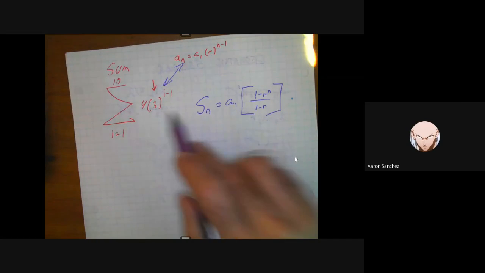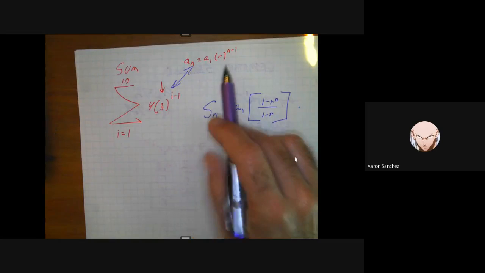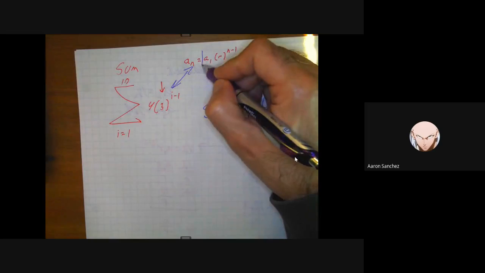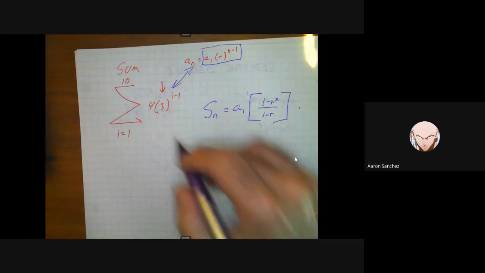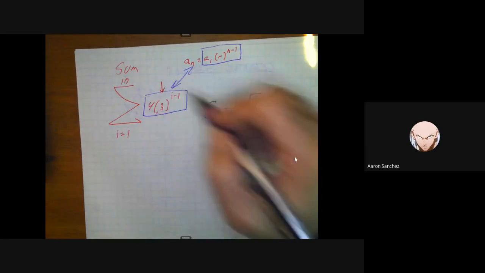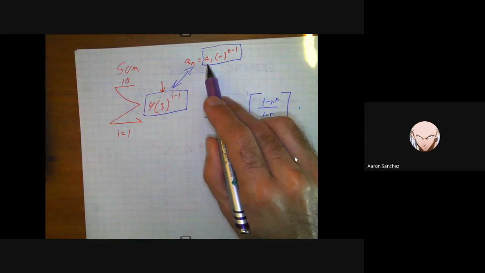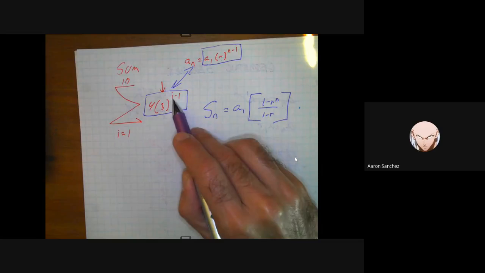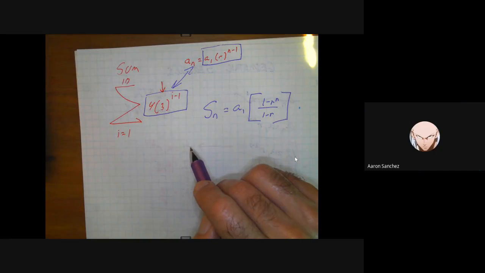Don't look at your papers. See this? See them circling that? Now look at this. a sub 1, r to the n minus 1. So the ratio is 3, and the a sub 1 is 4.